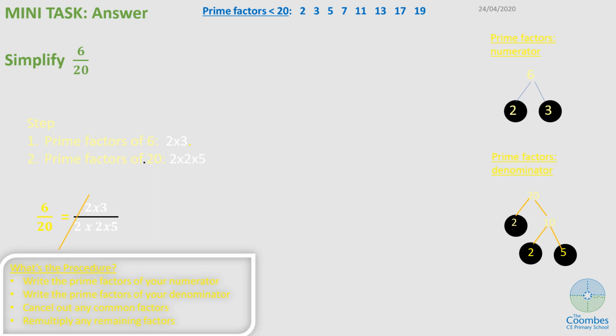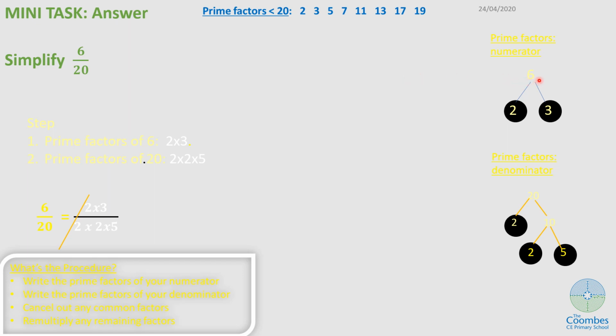Okay, how did you do? Right, let's do it together. You were given 6 over 20. Again, let's follow the same steps. First, I'm going to find the prime factors for 6. And to do that, come with me over here.